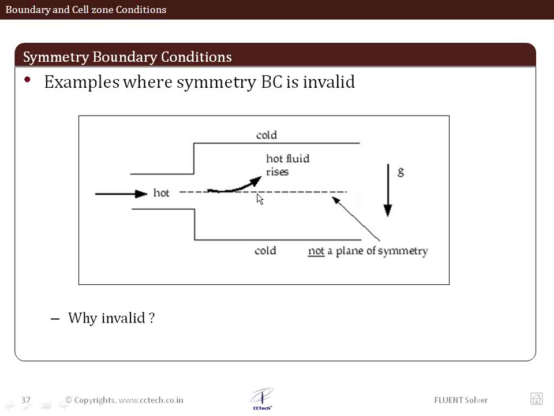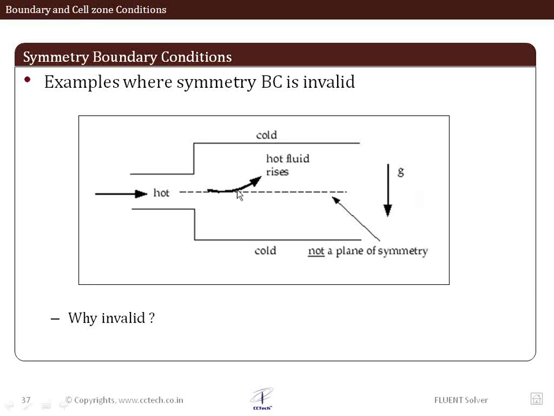In other cases it can be because of physics that we cannot apply the symmetry boundary, or it can also be because of geometrical considerations. Let's say the geometry was quite different in that case, on the top and bottom. In that case, even if gravity is not activated, we cannot include a symmetry boundary at the middle.